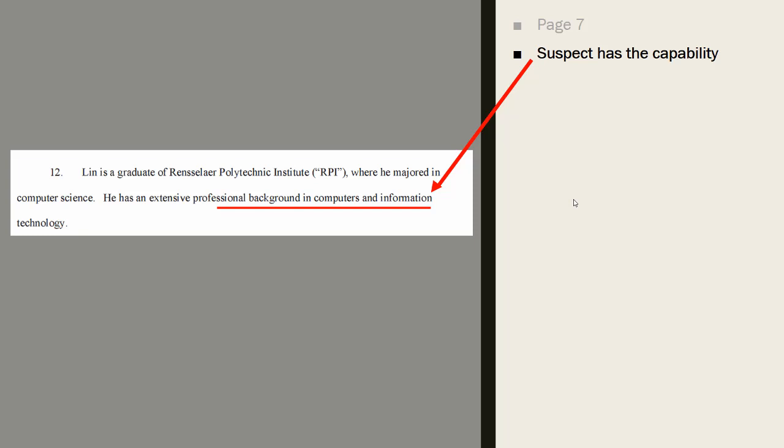We'll skip to page 7. We can easily see that Lynn has the capability of doing computer anything. He majored in computer science. He has a professional background in IT. So if you know who the suspect is, obviously, and in this case it was pretty apparent from the outset, only because, as we'll go through the affidavit, you'll see that basically Lynn was the suspect the whole time.